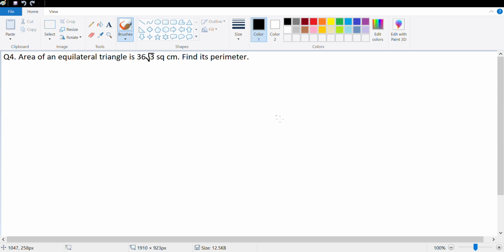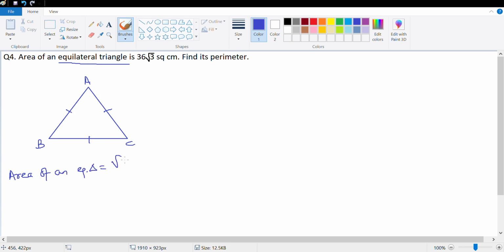The next question that we do is question number 4. It says area of an equilateral triangle. So now this is a special kind of triangle. Equilateral triangle is 36 root 3 square centimeter. So this is my rough diagram. All three sides are equal. A, B, C.